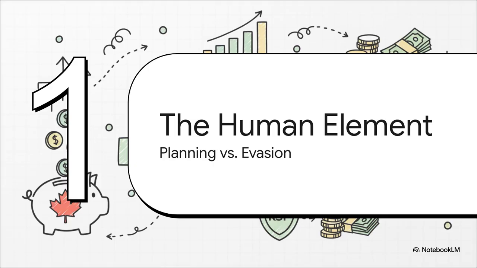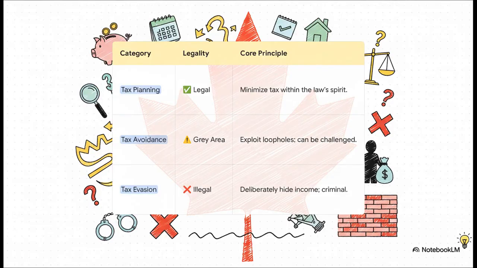So we've walked through the mechanics, the numbers, the whole calculation. But of course, there's always a human element, isn't there? The tax system isn't just a set of rules. It's also about how people choose to interact with those rules. And those approaches can be very, very different. It is so important to understand the lines between these three things.